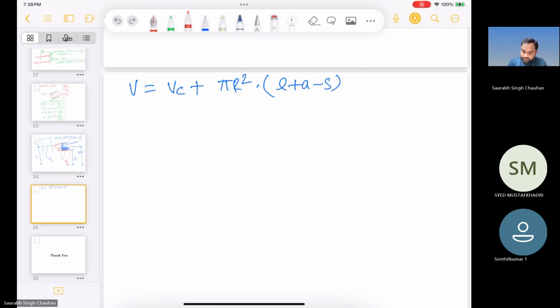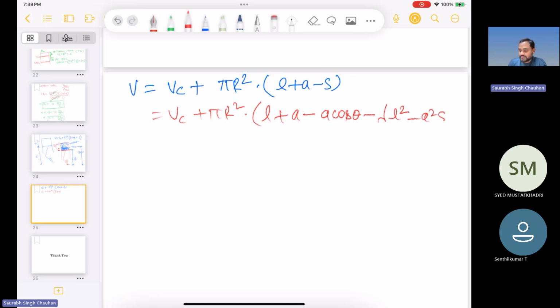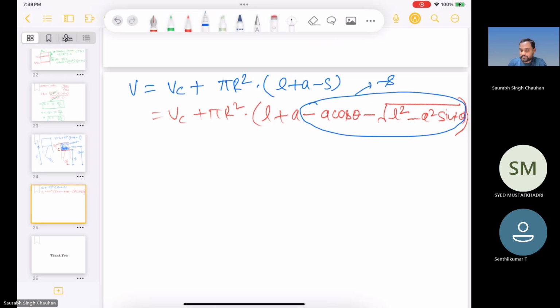So this will be equal to VC plus pi r square times L plus A minus A cos theta minus under root L square minus A square sin square theta, right? And this part is minus S. Okay.